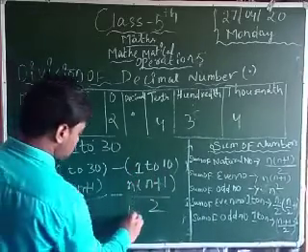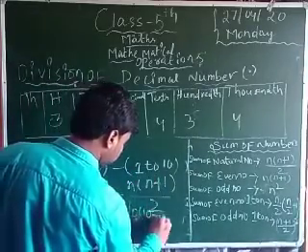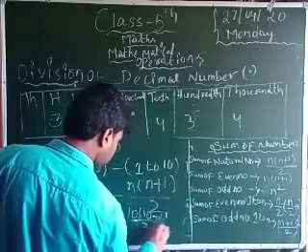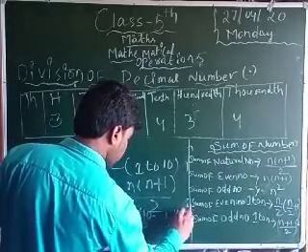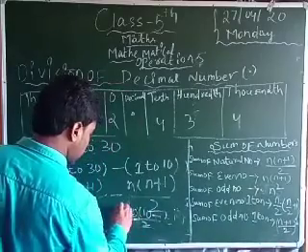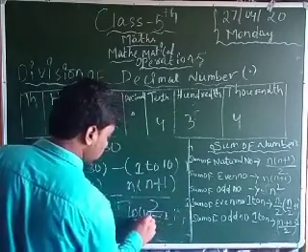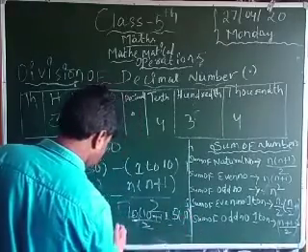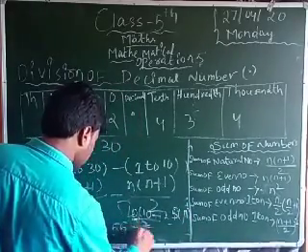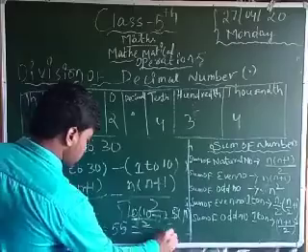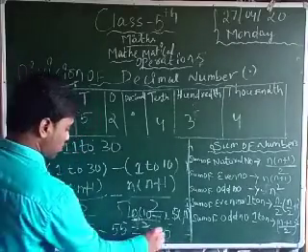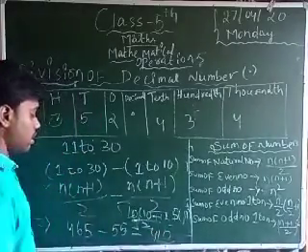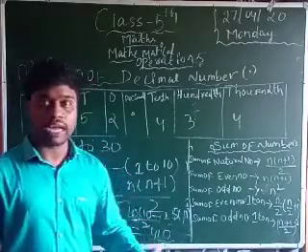Here n is 10. Cutting down, 2 into 5 means here 11, 10 plus 1 is 11. 5 into 11, how much came? 55. Now subtract both: 465 minus 55 gives 410.